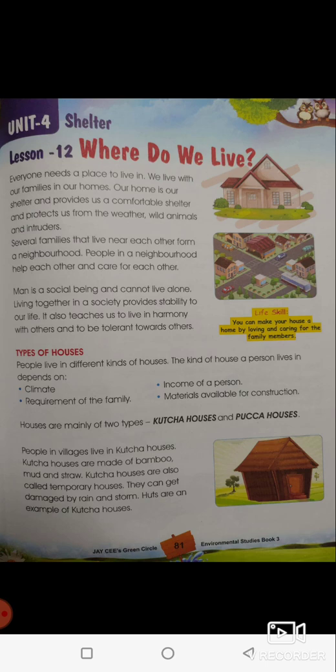Whatever kind of house a person lives in depends on all these four elements. Houses are mainly of two types. One is the kacha house, which is made of straw, bamboo and so on, and the other is the pakka house. A pakka house is made of cement, brick, concrete, wood, iron and so on. So what we are going to learn here is the different types of houses.